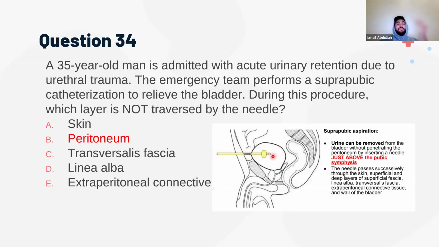Other questions you might be asked: what anatomical landmark will help the physician to know that he's going to the right place? It's always above the pubic symphysis. It's literally just above it. So when they feel the pubic symphysis, just above it, like I think 2 centimeters, you're just going to insert the catheter. So that's another question they could ask you, and it does not penetrate the peritoneum at all.